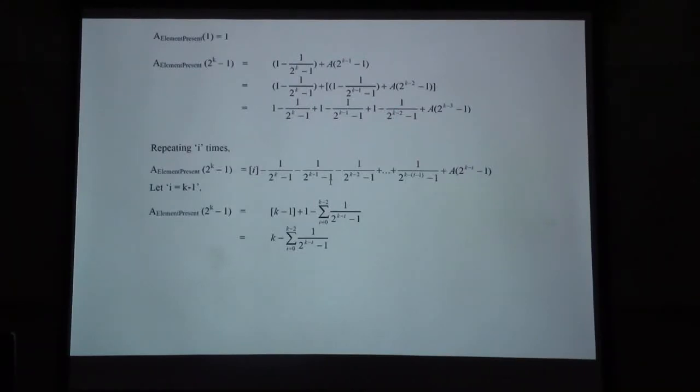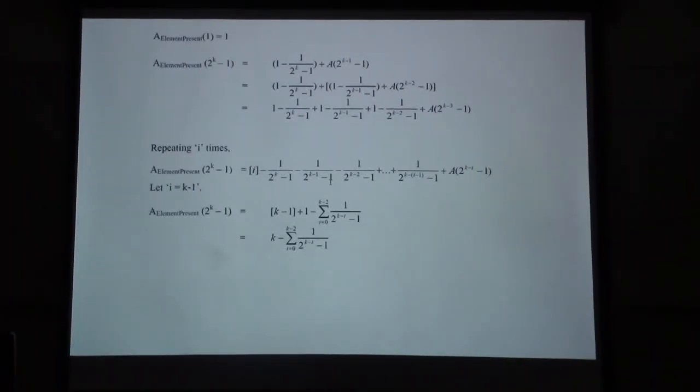K minus I minus 1. K minus I plus 1, because I'm subtracting k minus 1, so it's minus k plus 1. Okay? It's very important to set it up exactly just like that.